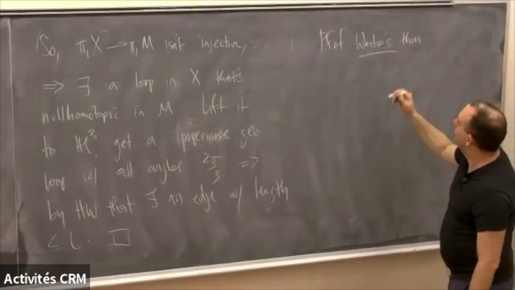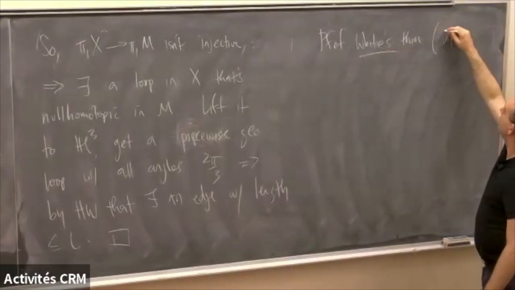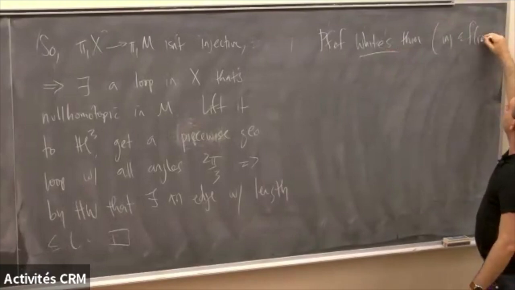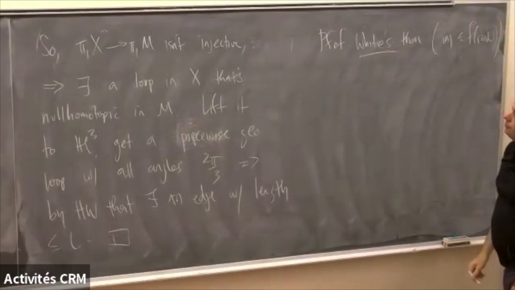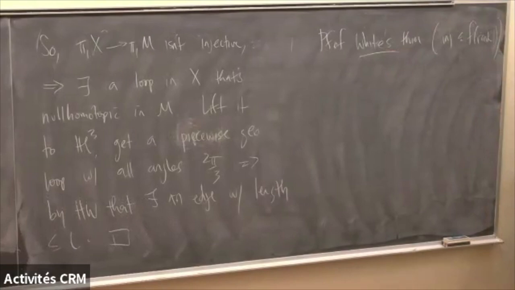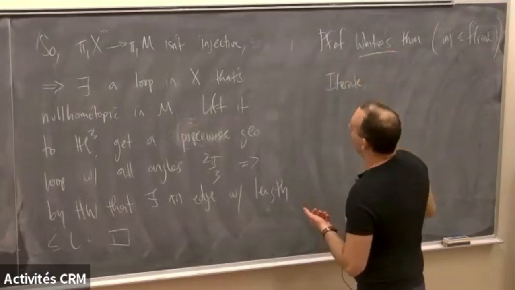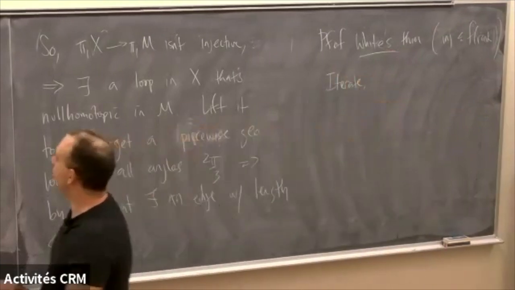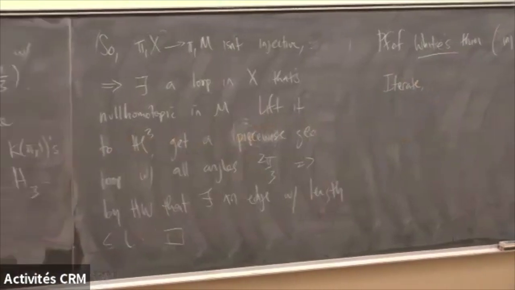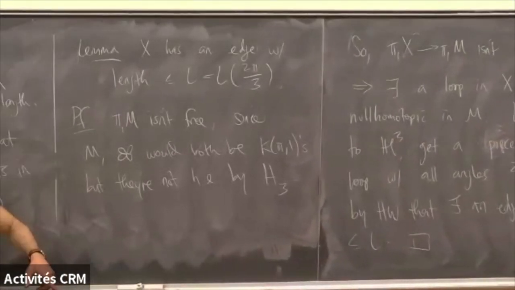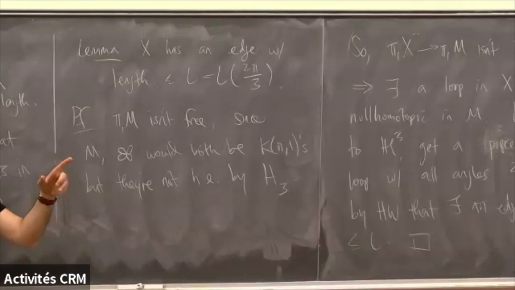Which I remind you is that injectivity radius is less than a function of rank. Well, what you do is you just iterate this argument. You apply this lemma many times, and you say, okay, first you've got a short edge, then you have another short edge, then you have another short edge. Do that enough, then you get a short cycle.